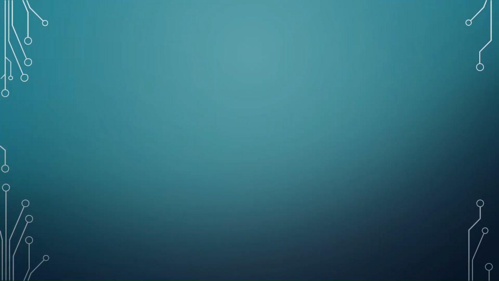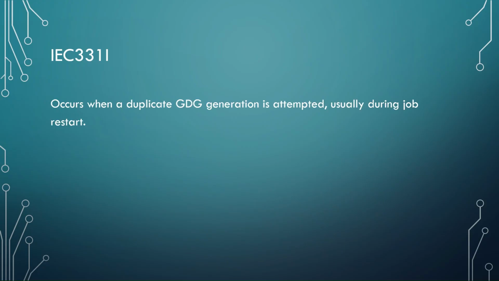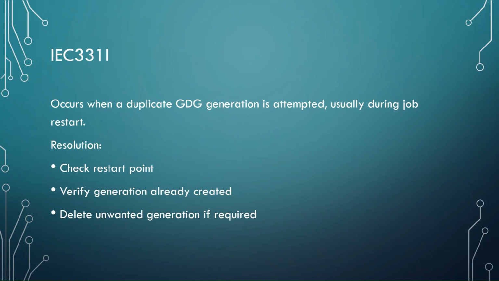Next, we can see some error codes which are generated during GDG execution. Okay, so IEC331I. This error generally occurs when a duplicate GDG generation is attempted. It commonly happens during job restart situations. To resolve it, verify whether the generation already exists, check the restart point, and delete the unwanted generation if required.